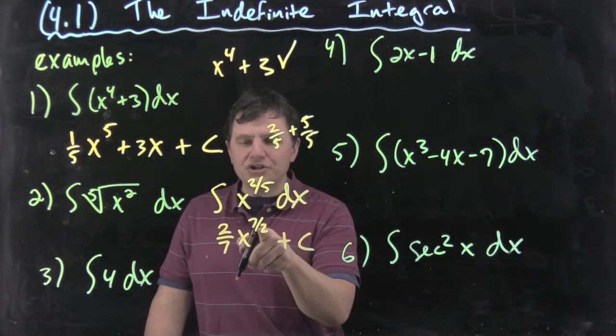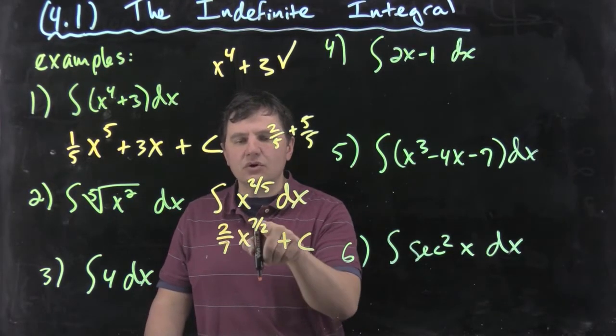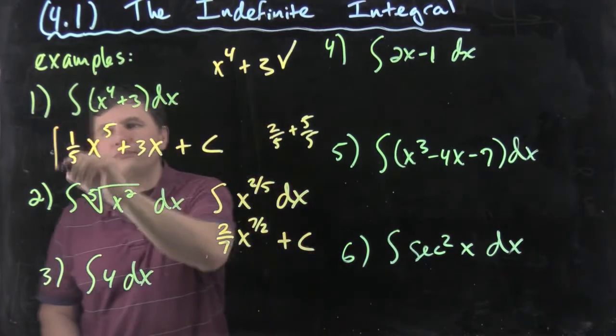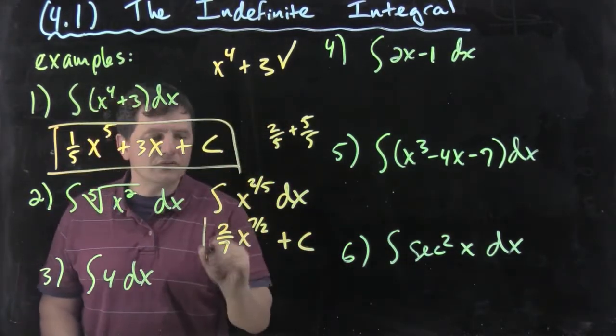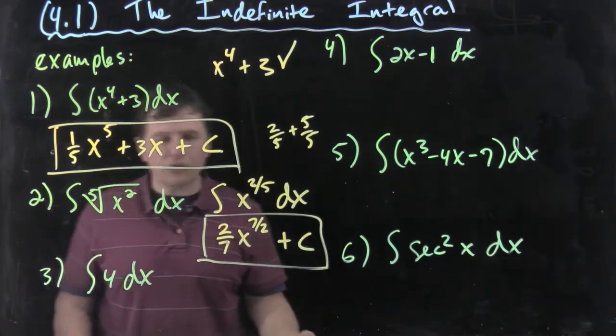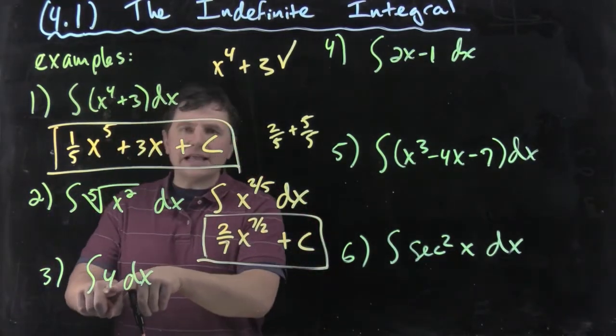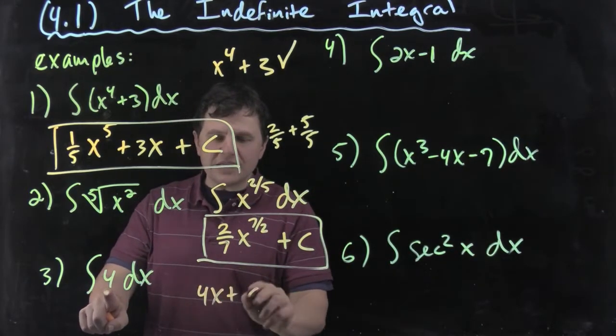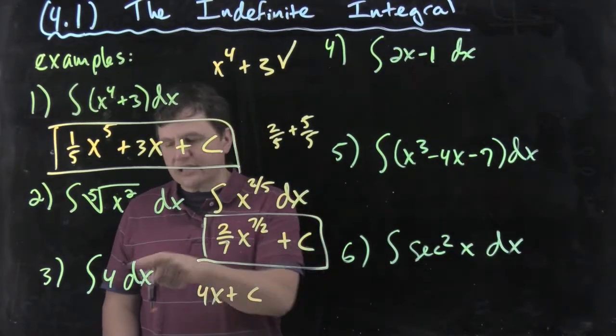Now once again, let's give that a check. 7 halves comes down, that does cancel. Drop a degree, that gives us 5 halves, and of course the c zeroes out, okay? So these are our indefinite integrals. Okay, taking the antiderivative of any constant is quite easy, because it's just going to be 4x plus c, and then of course it's easy to see that if I take the derivative I get 4.